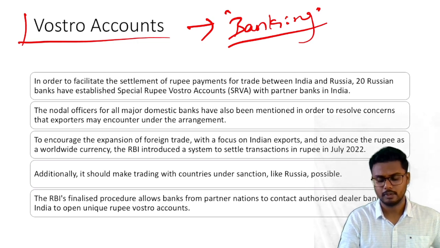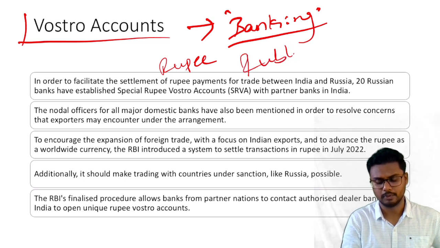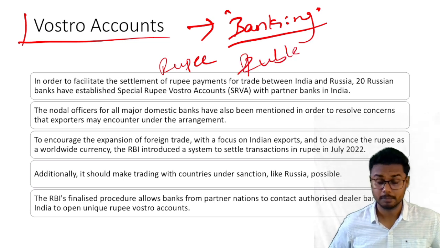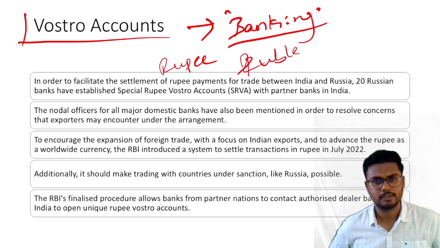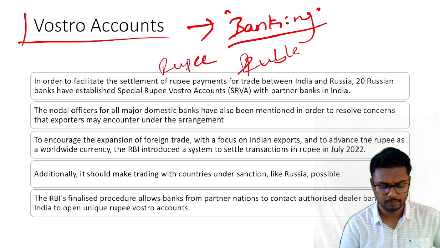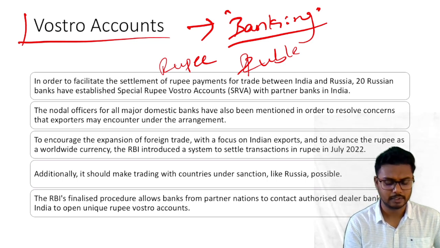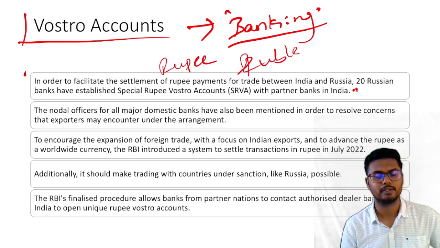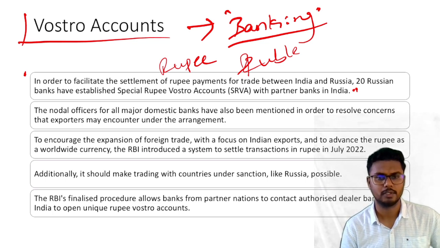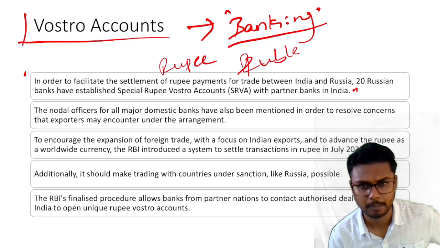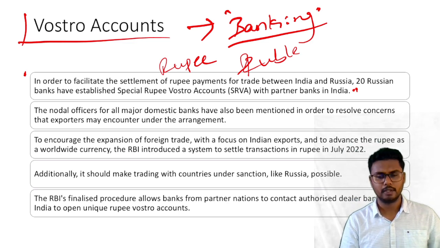Why? Because see, India's currency is rupee, whereas Russia's currency is ruble. So it becomes really difficult when it comes to trade among its citizens who are residing in India. I'll explain the concept, don't worry, but understand the context that recently 20 Russian banks have established special rupee Vostro accounts with partner banks in India. The objective is to facilitate the settlement of rupee payments for trade between India and Russia.